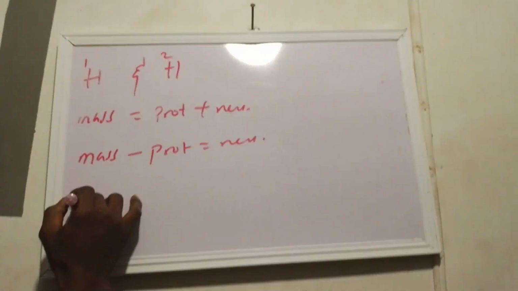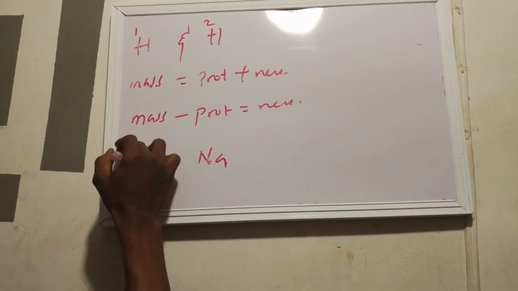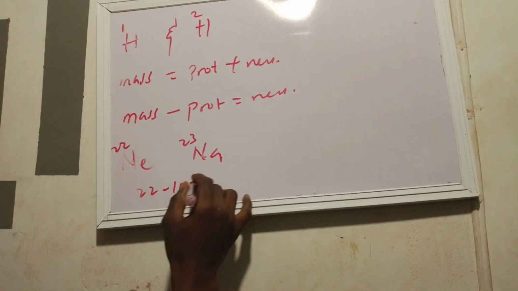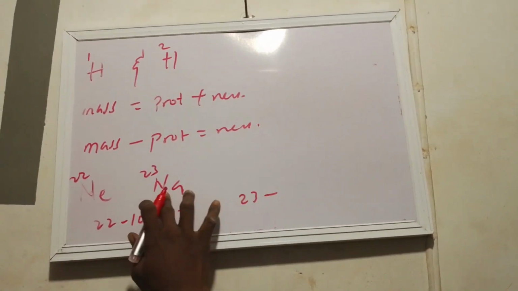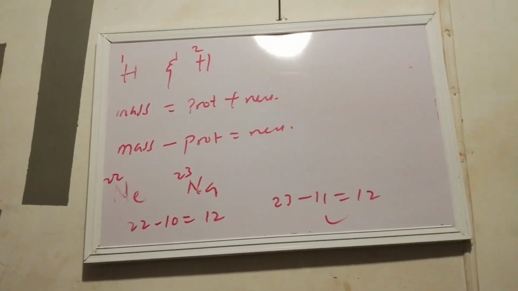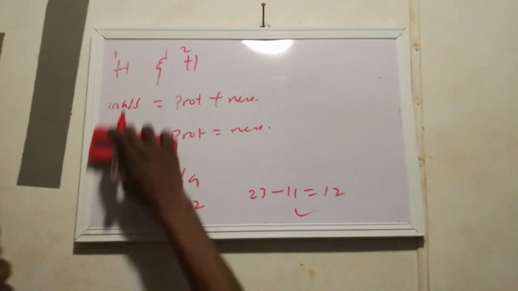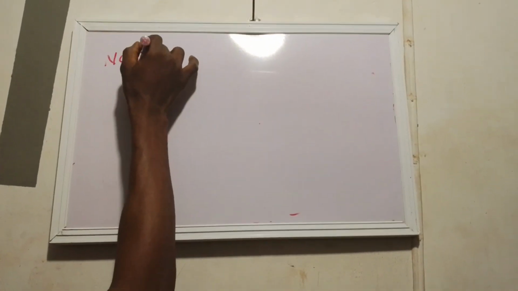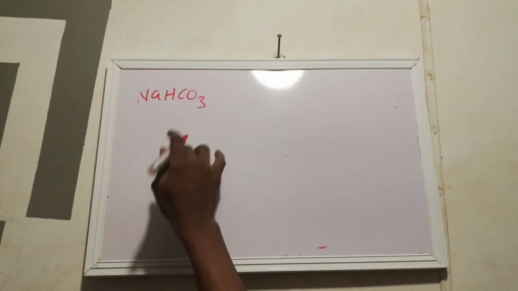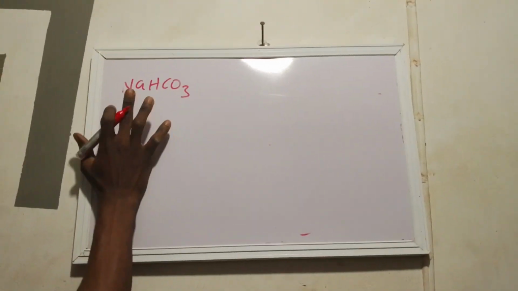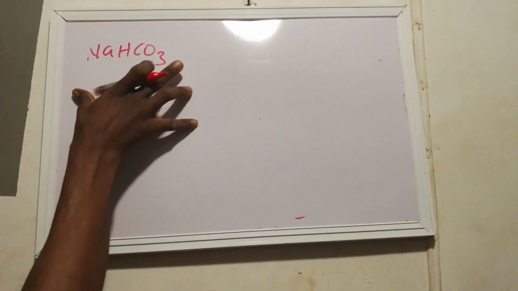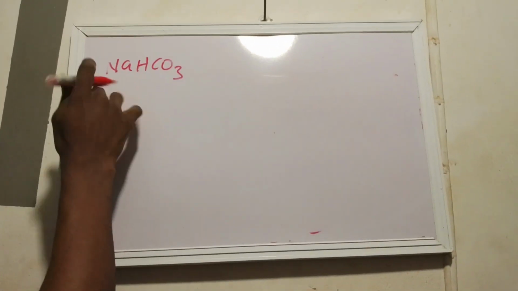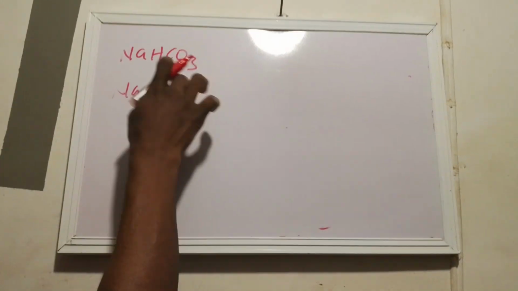The next question is, when sodium hydrogen carbonate is dissolved in water, the resulting solution is what? So for sodium hydrogen carbonate, you have to first know if it is basic or acidic. The sodium there is gotten from sodium hydroxide, and the hydrogen carbonate, the HCO3, is gotten from carbonic acid. So you can see now that sodium hydroxide is a strong base, and H2CO3 is a weak acid. Therefore the resulting salt is going to be a basic salt. When you dissolve it in water, it does not affect the basicity, it is still a basic salt.